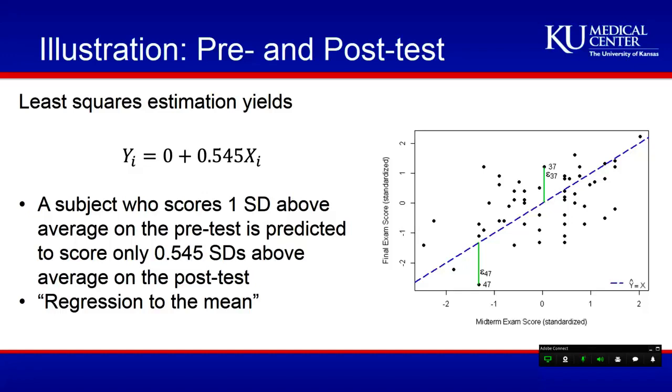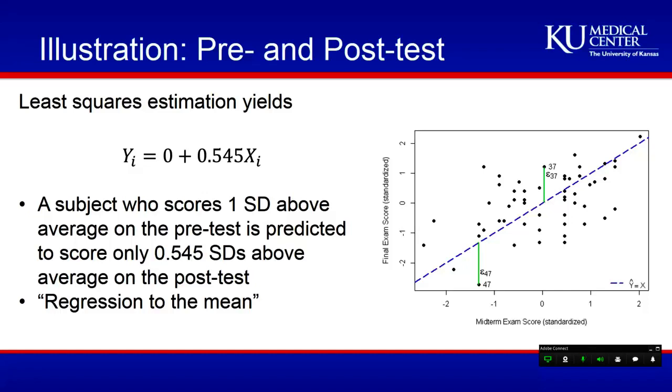So I might be interested in seeing, or the instructor might be interested in seeing, how well did I do relative to the rest of the class? Am I above average? If I'm above average, how far above average am I? One way to do that is to generate what's called a z-score. A z-score is just a standardized score where you subtract out the average and you divide by the standard deviation.